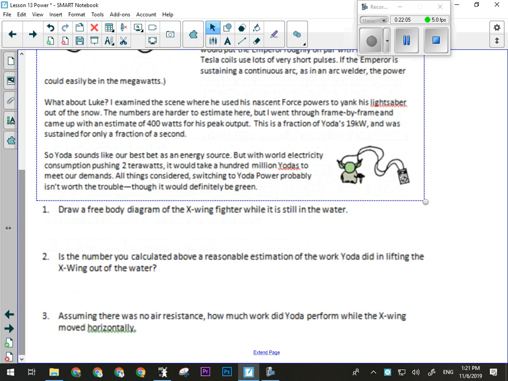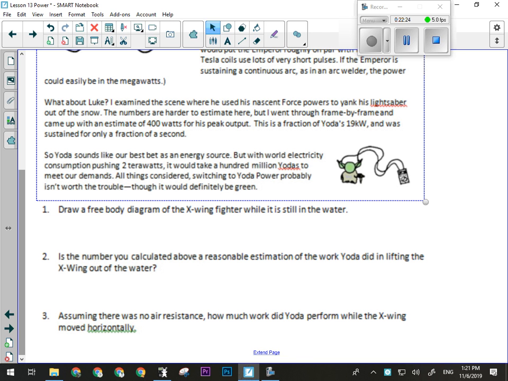So Yoda sounds like a good bet as an energy source, but with world electricity consumption pushing 2 terawatts, it would take 100 million Yodas to meet our demands. All things considered, switching to Yoda power would probably not be worth the trouble, or would probably be worth the trouble, but it would definitely be premium.